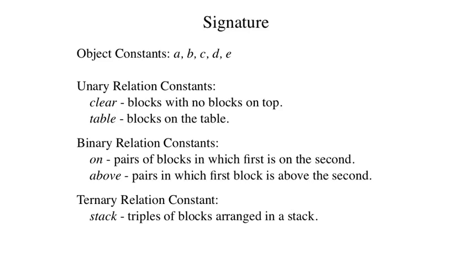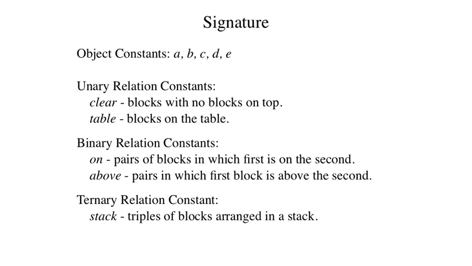In order to describe this scene, we adopt a signature with 5 object constants, A, B, C, D, and E, with 1 object constant for each of the 5 blocks in the scene. The intent here is for each of these object constants to represent the block marked with the corresponding capital letter in the scene.